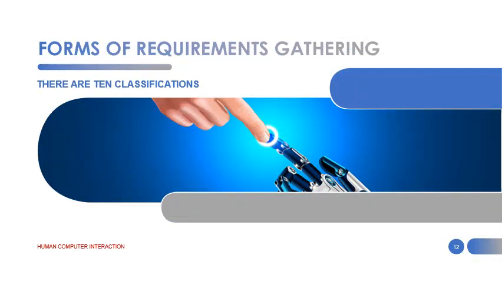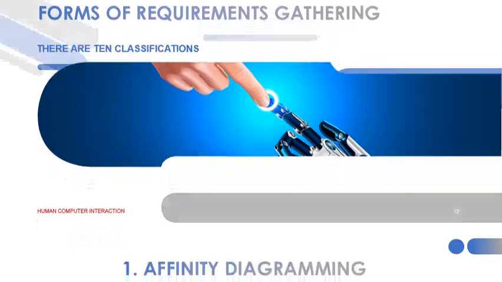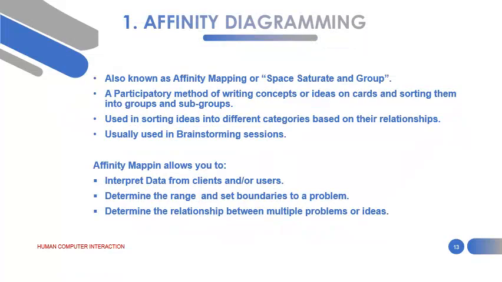So there are forms of requirements gathering, and we'll be looking at 10 of them. The first being affinity diagramming. It's also known as affinity mapping or space, saturate and group, and it's a participatory method of writing concepts or ideas on cards and sorting them into groups and subgroups.